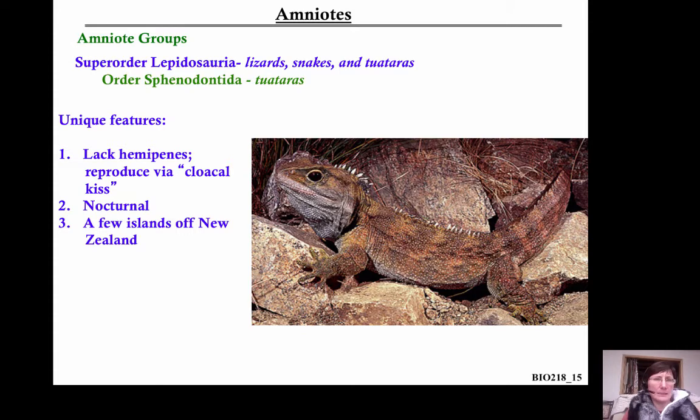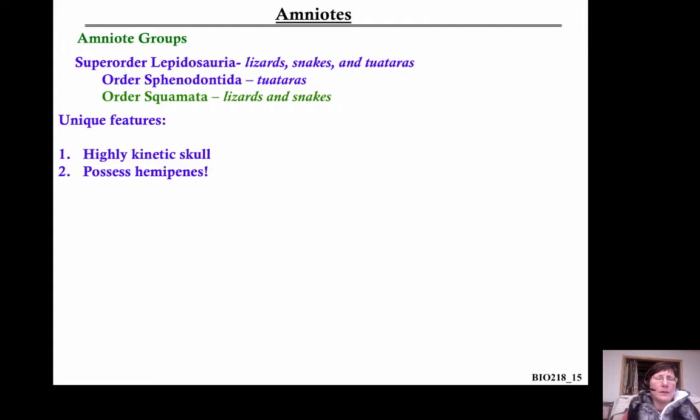Okay, that's all I'm really going to say about tuataras. We'll talk more about them in herpetology. Now, the order Squamata is the order that includes lizards and snakes combined. And the features that they share is a highly kinetic skull.